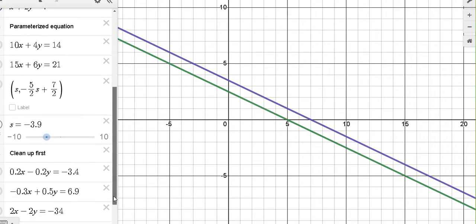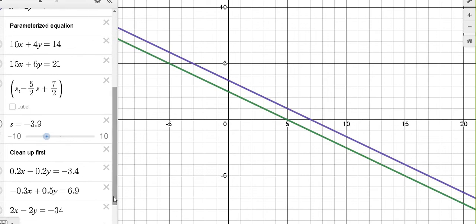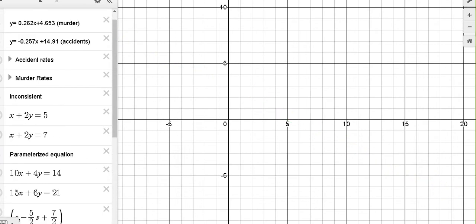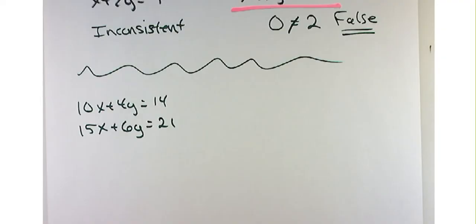How about this next one here? Let me scroll down and we'll look at 10x plus 4y equals 14 and 15x plus 6y equals 21. So that's our system of equations here. I can shut off this one. Let's go back over here.